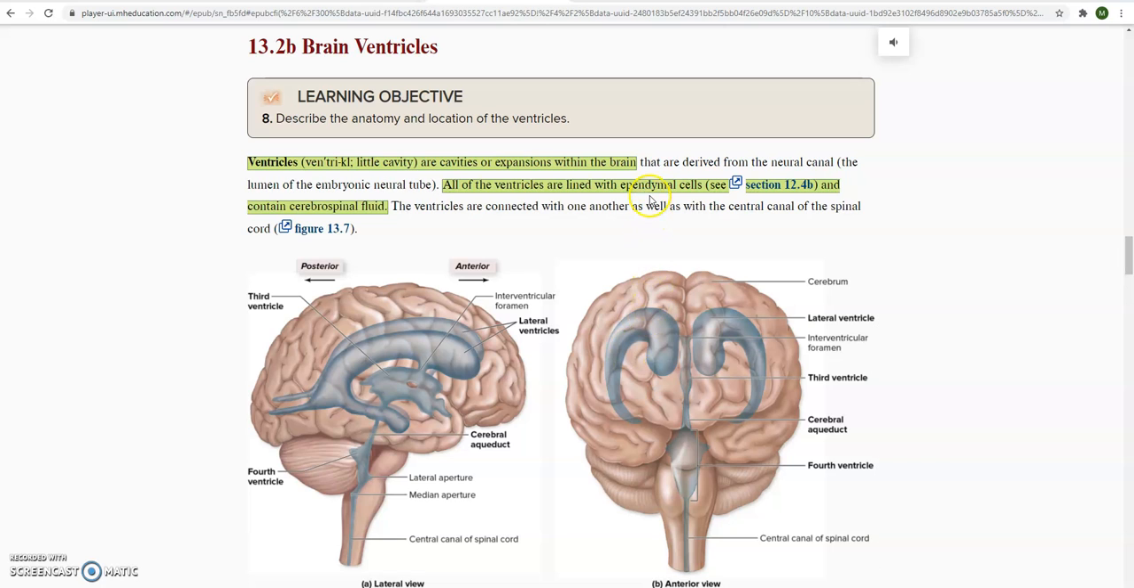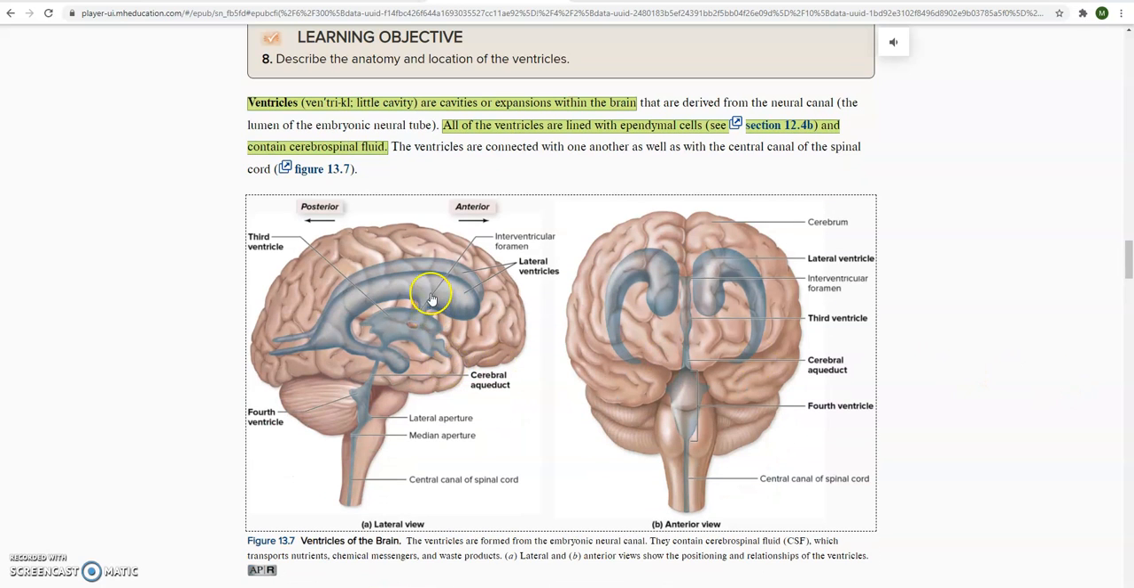So here are our little ependymal cells, and they'll be lining the inside wall of the ventricles of the brain. All right, so in this picture, I like this picture because they show the location of the ventricles in relation to the cerebrum and also the brainstem as well. So you can see it from a lateral view or an anterior posterior view here. So in these ventricles, again, we have cerebrospinal fluid flowing in them.